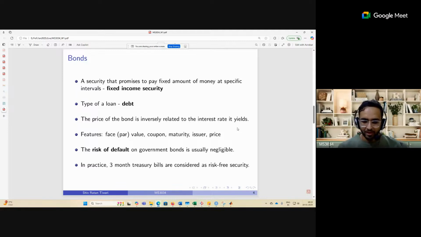So in that way, you are loaning or lending that amount to Reliance Industries for that particular piece of paper or particular contract. So that's why it is a type of loan. And in that way, Reliance Industries is in debt against you if you are purchasing that bond. Correct. So this is simple.